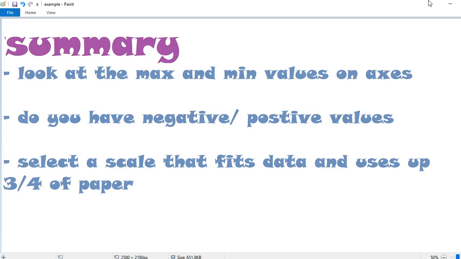And then you're selecting your scale. Looking at your values can also give you an idea of what scale to use, because if you have 5, 10, 15, 20, then it makes sense to use a scale that matches that 5, 10, 15, 20, or at least 10, 20, 30, so you can fit your data properly. So those are the things that you want to look out for, and use those to help you gain the necessary steps in order to plot your graph correctly.